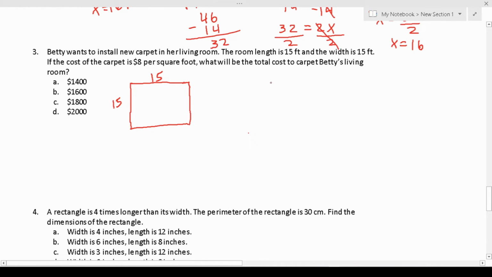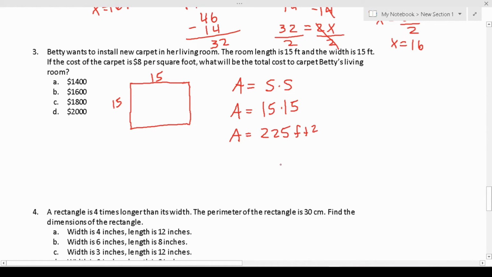And since we're dealing with the cost to cover the entire floor with carpet, we're going to be dealing with area, not perimeter. Area of a square is side times side, or side squared. In this case, it's going to be 15 times 15. And that, you should know, is going to be 225. And this is feet squared.